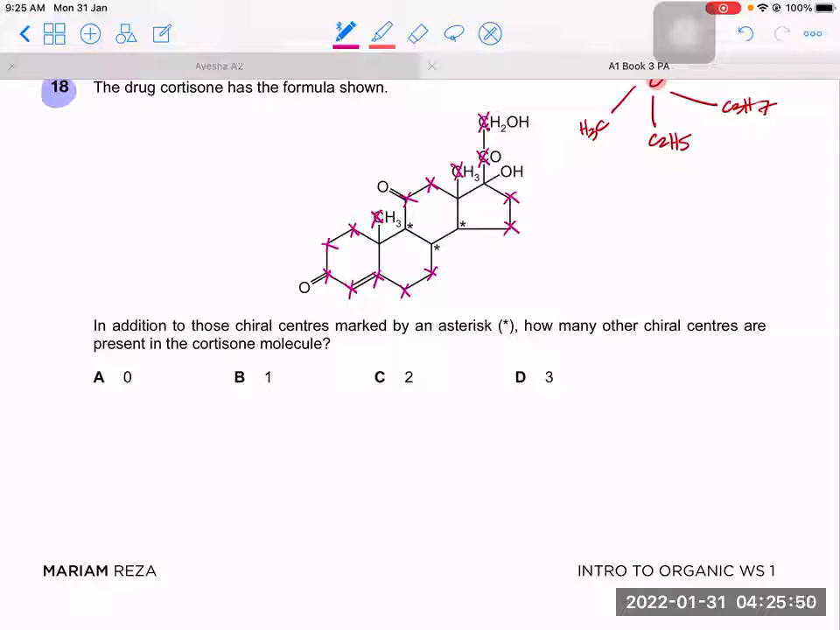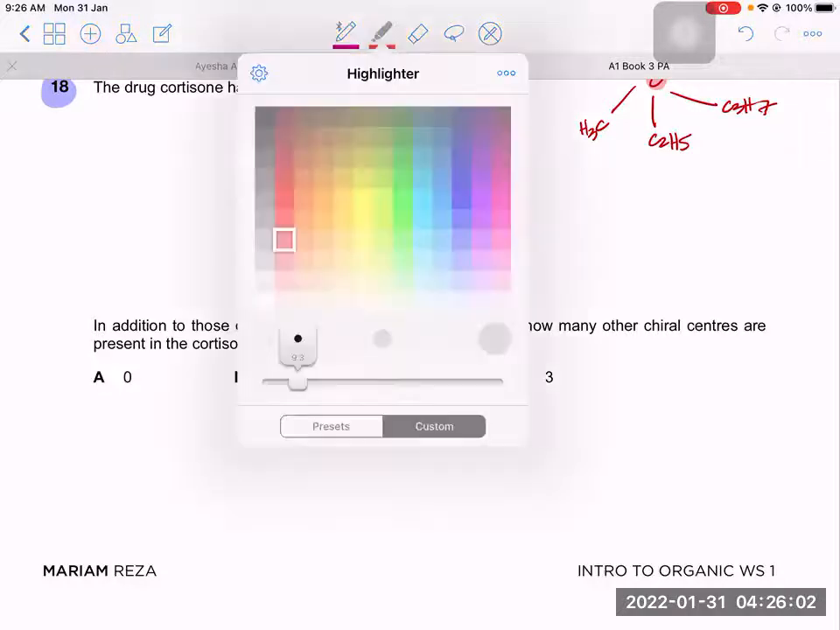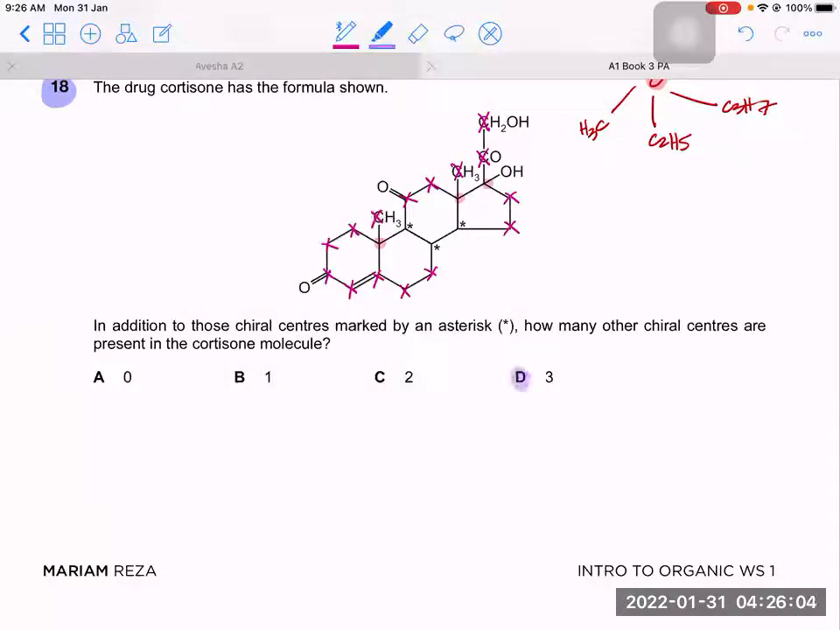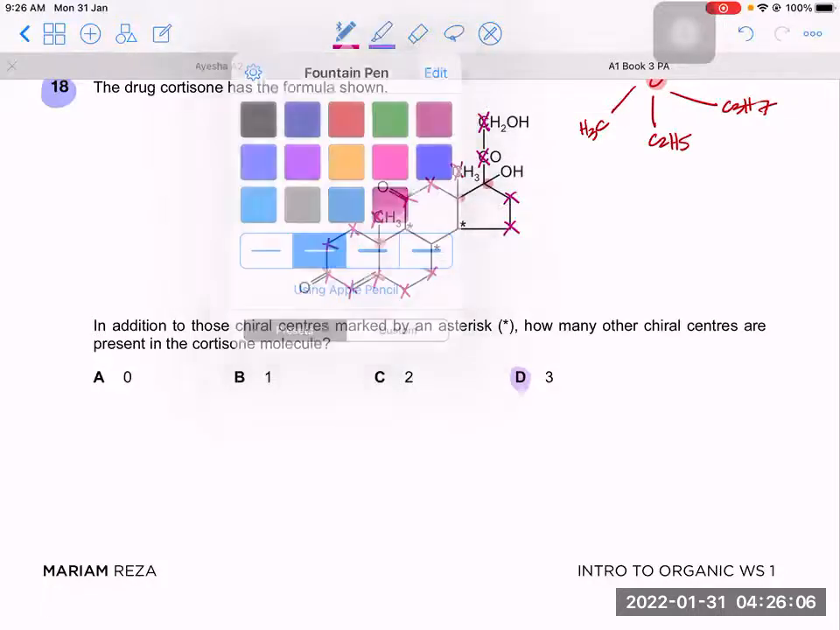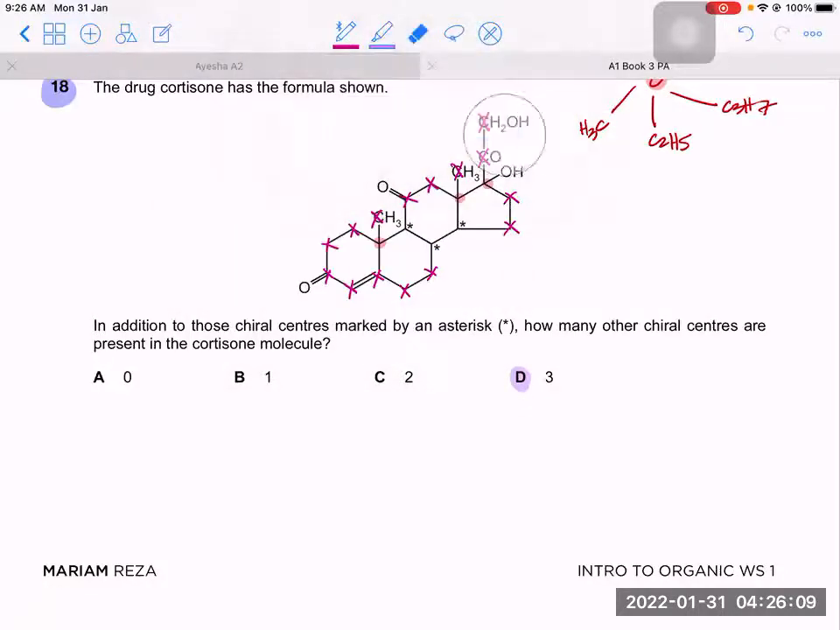Now, can't be chiral. Why? 2 hydrogens. So we are left with 1, 2, 3, and the rest have already been marked as asterisk. So what will be your answer? D. You see, mostly the ones on the corners are usually chiral. If you want to check, you can. I'm just erasing all of this stuff, and we can check for chirality in the ones which have been highlighted. So let's see. This has one bond, which is all of this stuff.